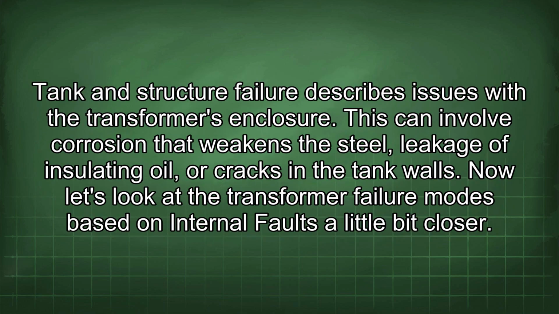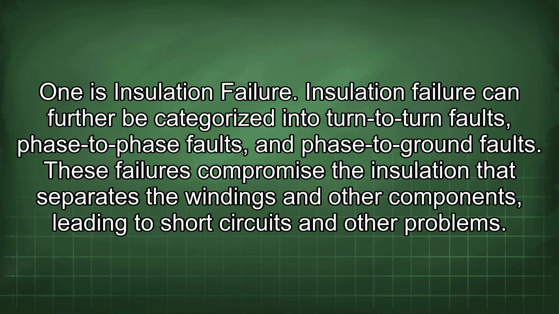Tank and structure failure describes issues with the transformer's enclosure. This can involve corrosion that weakens the steel, leakage of insulating oil, or cracks in the tank walls. Now let's look at the transformer failure modes based on internal faults a little bit closer. One is insulation failure. Insulation failure can further be categorized into turn-to-turn faults, phase-to-phase faults, and phase-to-ground faults.